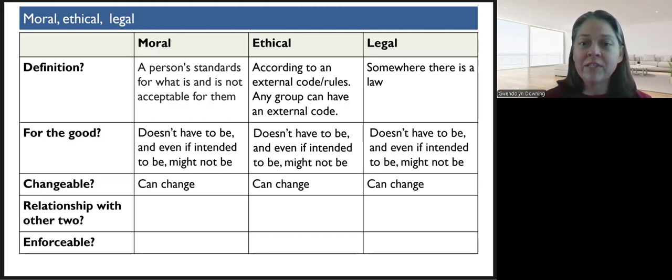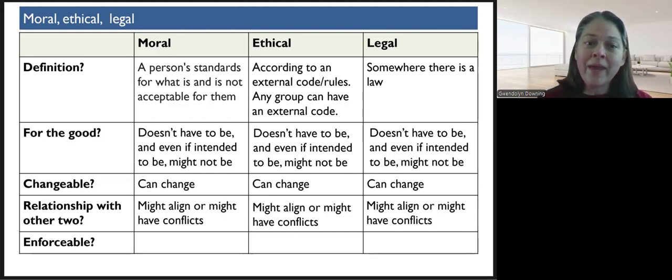And then in any given situation, what is their relationship with the other 2? Okay, and I'll say that question again. In any given situation, what is each of their relationship with the other 2? So they may align or they may have conflicts, all right? So it could be that all 3 are in alignment, or 2 of them are in alignment and 1 isn't, or 2 of them have conflict, or only 1 of them has conflict with another. Sorry, I messed that one up a little bit. But they may align or they may have conflicts.